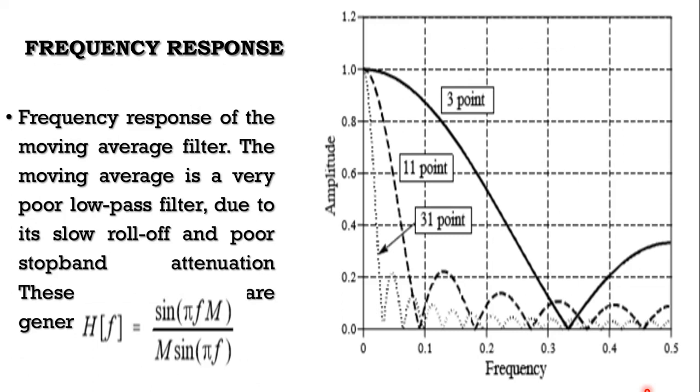The next is the frequency response. Frequency response for the moving average filter. The moving average filter is a very poor low pass filter because it has slow roll off and poor stop band attenuation.